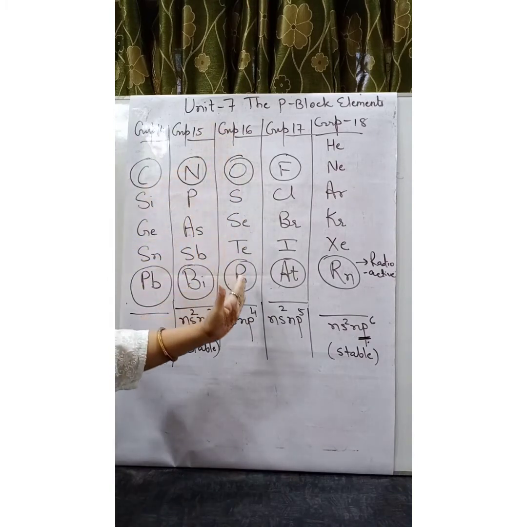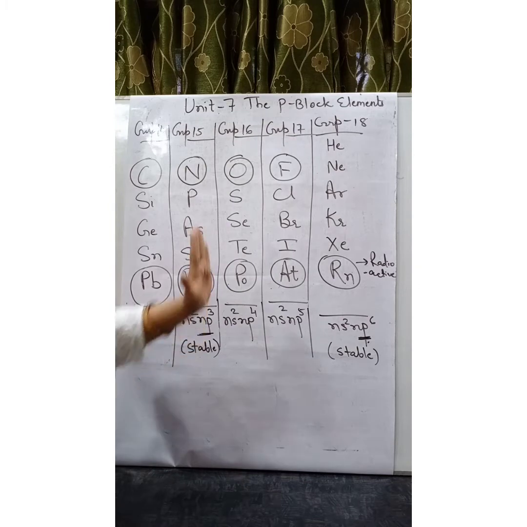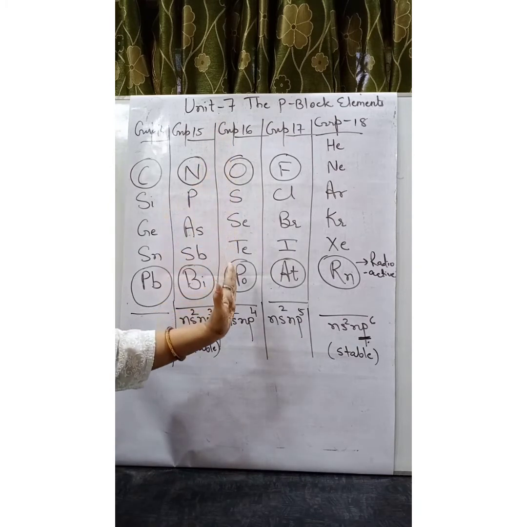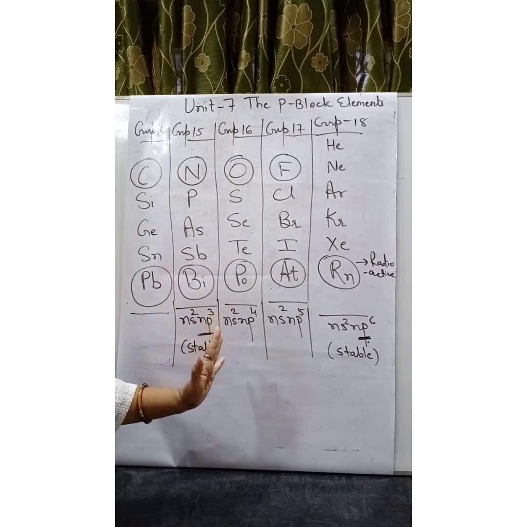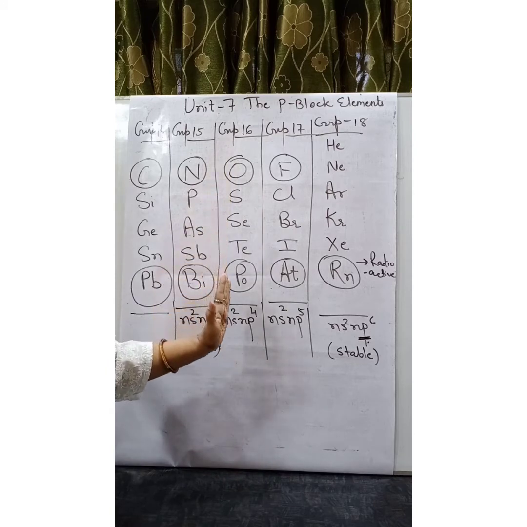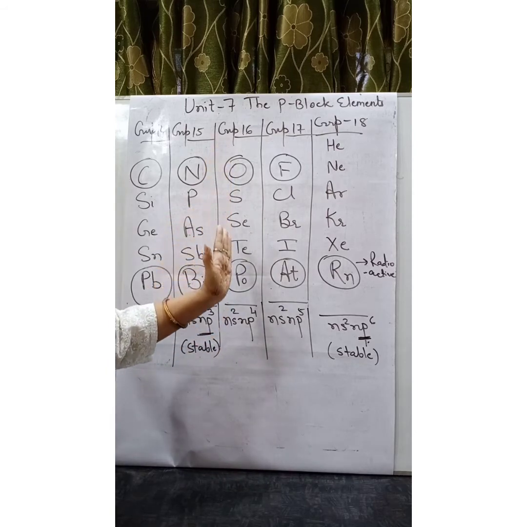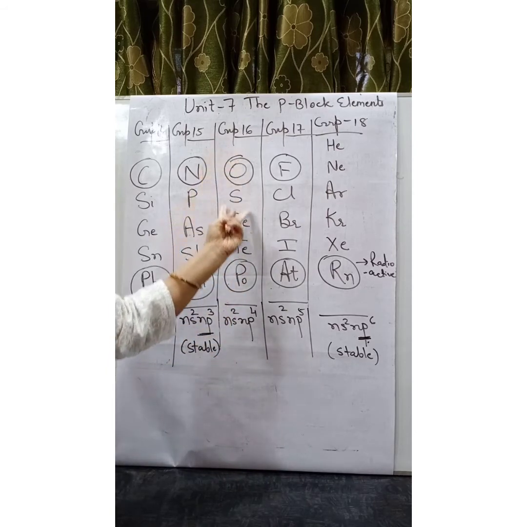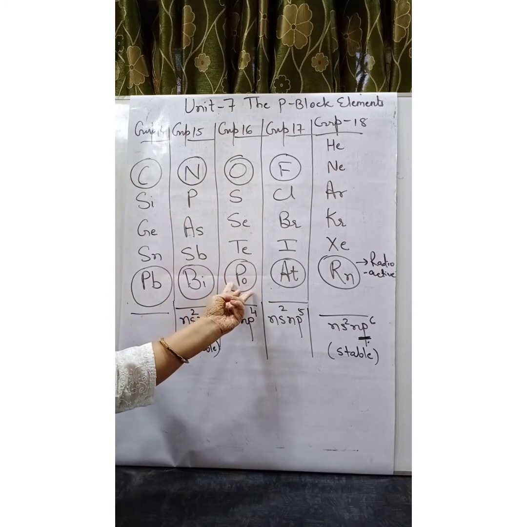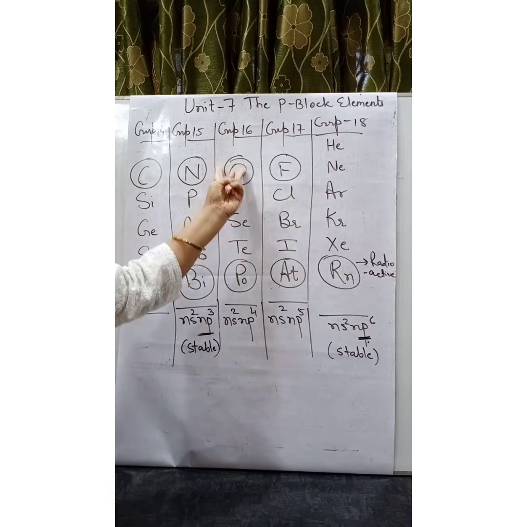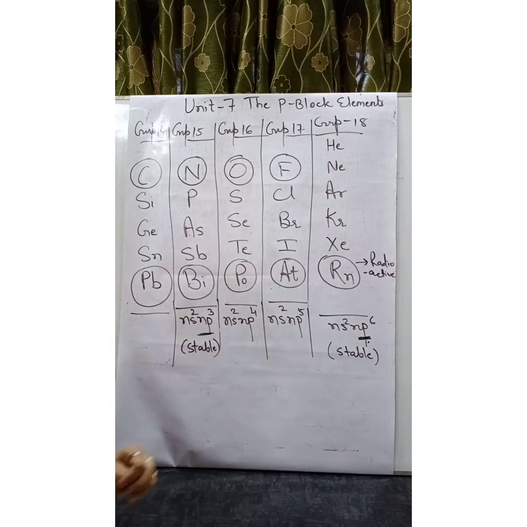From top to bottom in a group, the number of valence electrons remains the same. That is why we say that the chemical reactivity of all the elements present in a group is similar, because they have the same number of valence electrons.